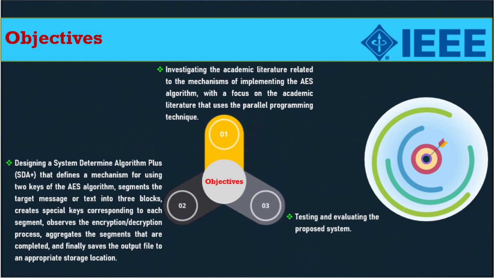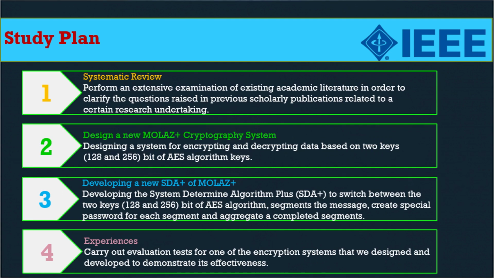Thirdly, testing and evaluating the proposed system. Overall, these objectives provide a clear and organized framework for the research paper, which ensures that the study is focused and purposeful in its approach. The study plan included several critical steps to achieve its aims. First, the systematic review process involves conducting a comprehensive examination of all available evidence related to the problem of the paper at hand, which is an essential step in building a strong and solid foundation based on current knowledge.